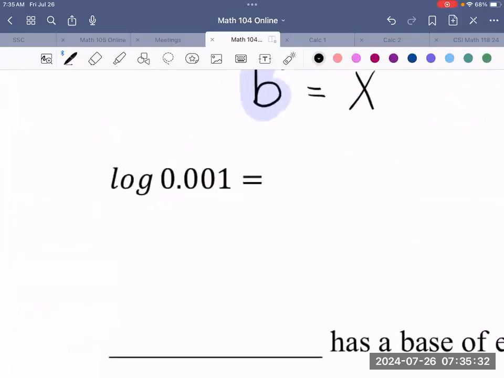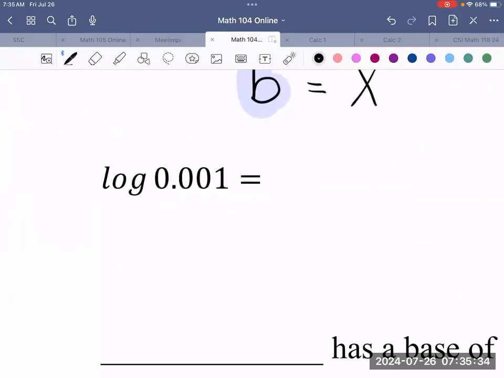Now your last one. If we have log 0.001, if you're not a huge fan of decimals, we can always convert this into a fraction. This is in the thousandths place. So we can make this into 1 over 1,000. So if that helps, that's great.